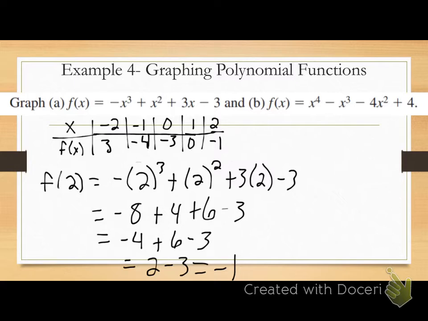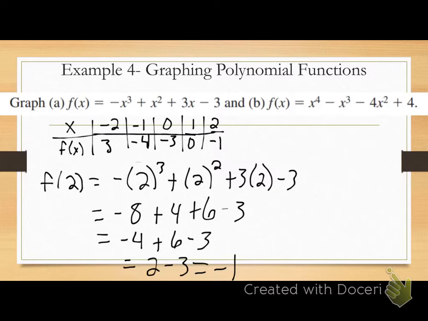Okay? So this table of values gave me a bunch of ordered pairs. Negative 2, comma 3, negative 1, comma negative 4, 0, negative 3, 1, 0, 2, negative 1. What I'm going to do now is plot those points on my graph. I will give you graph paper today, so don't worry. But if you want to look up here for notes purposes, or sketch it on your notes, that's fine. But I'm going to go ahead and graph these.